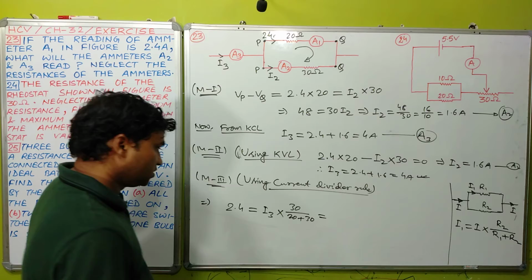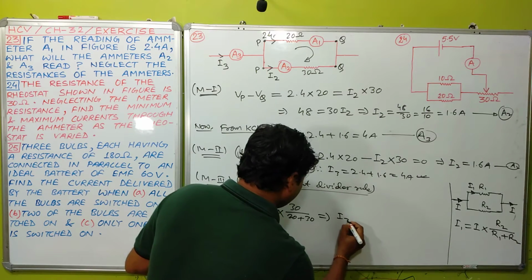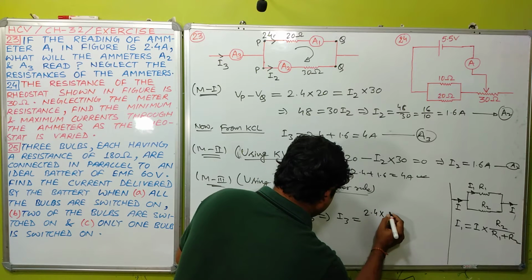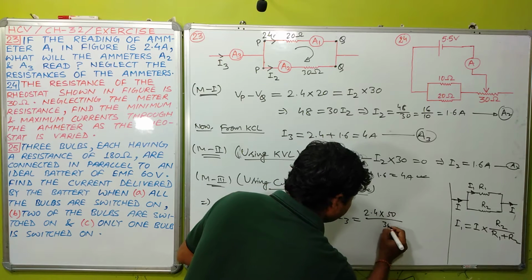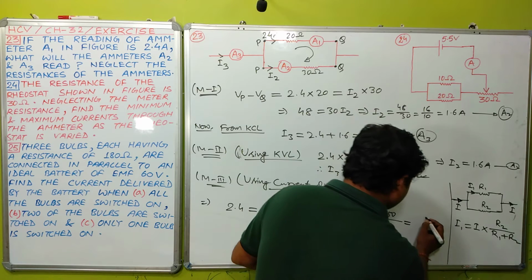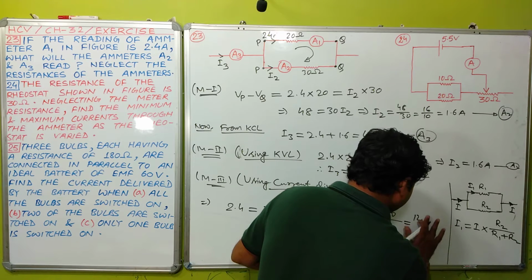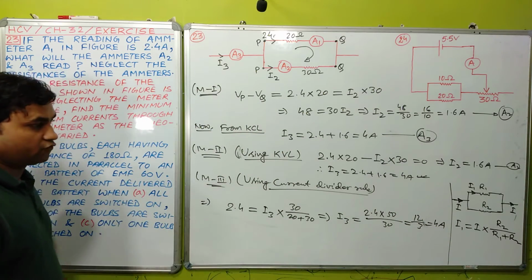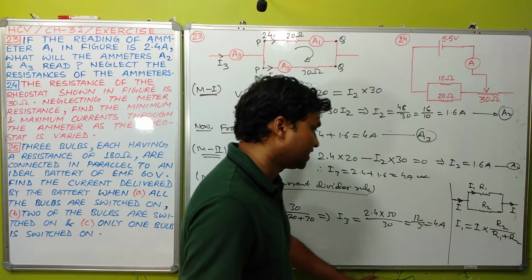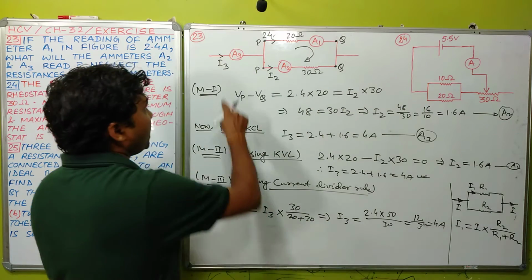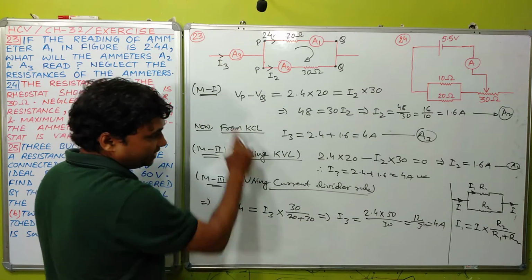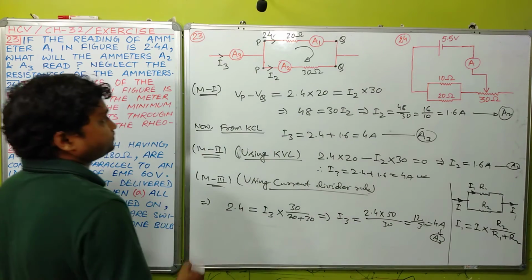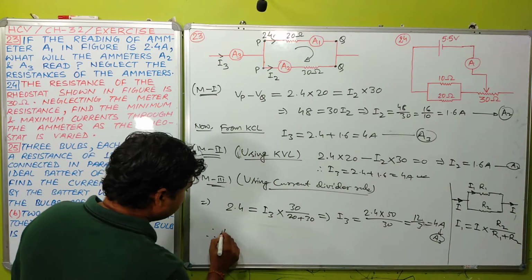Okay student, now from here you can solve that I3 equals 2.4 into 50 by 30. This becomes 12 by 3. This becomes 4 ampere. Means using this current divider rule, we are directly getting the value of I3, means the reading of ammeter A3, 4 ampere.